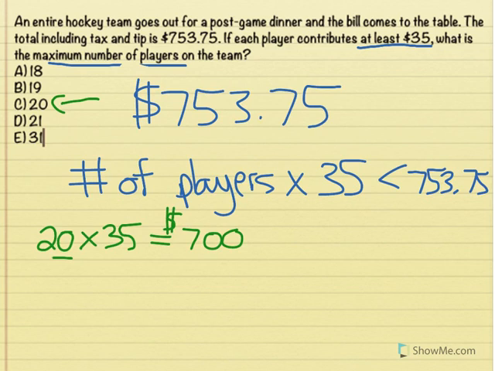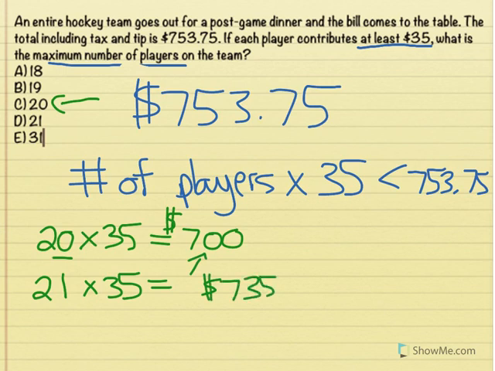If they had 20 players, they're paying at least $700. That is less than $753.75, but we can see quickly, hopefully, that we can add another player times 35. We don't have to do the math here, it's just adding 35 onto 700. So this would be 735. Great, we're still less than $753.75. So there could be 20 players, there could be 21 players. Obviously right now 21 is higher than 20. So right now that's our best answer because we're looking for the maximum number.